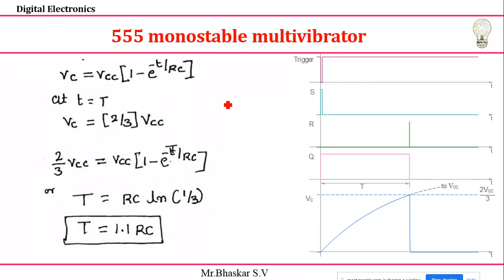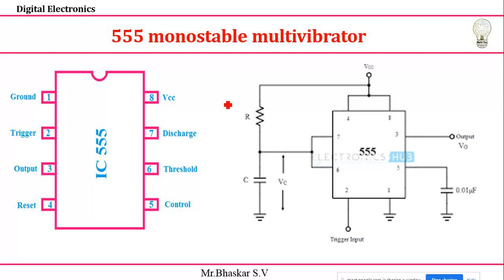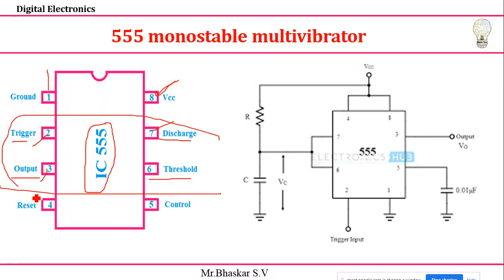And the second thing I'm trying to tell you is that this is available in IC form. So what is the IC we are going to use? You can see that in the diagram. This is the IC 555 timer circuit. I have the same pins. Pin number 8 is VCC, pin number 1 is ground, and pin number 2 is the trigger. Pin number 3 is the output, pin number 7 is the discharge, and pin number 6 is the threshold. So these are the pins we are going to use, and you need to remember the pin numbers also.